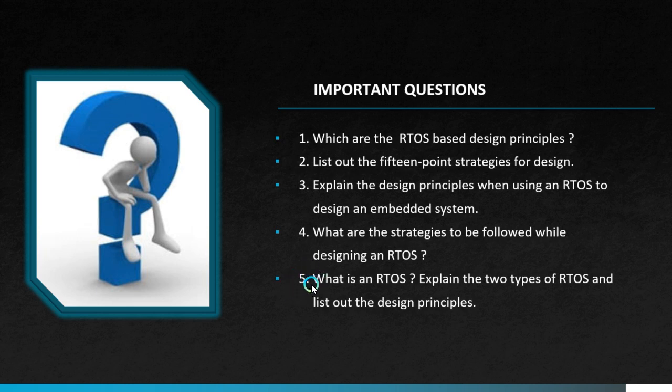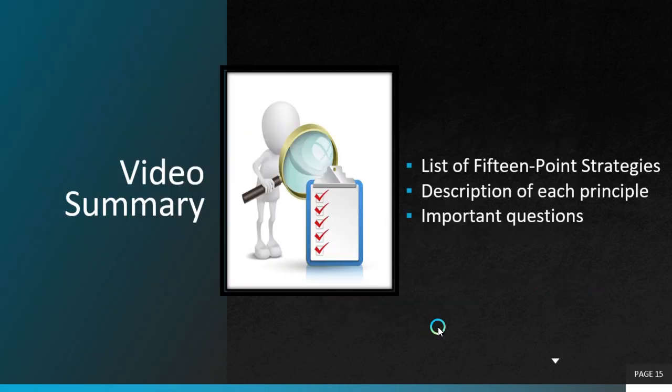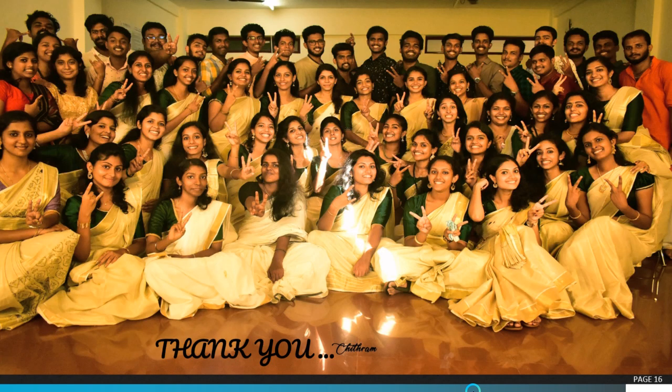In the fifth question, we have to explain what is an RTOS and then also explain the two types of real-time operating system that are hard and soft RTOS, and then list out the design principles. Next, we move on to the video summary where we have completed the list of 15-point strategies and their description and some important questions. This is all about real-time operating system design principles.